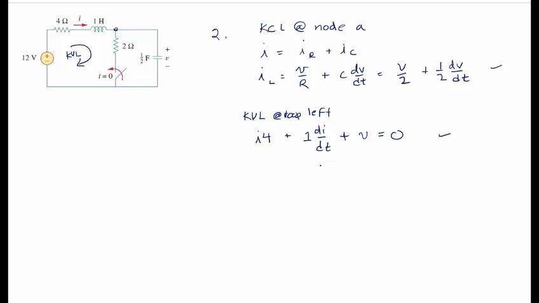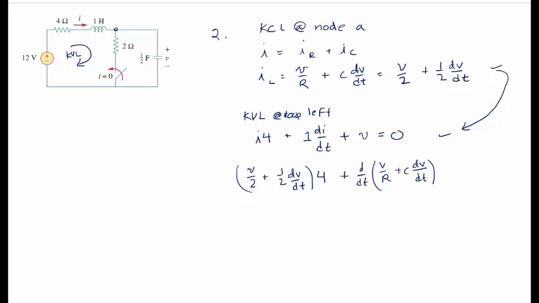I have I's and V's floating around all over the place. I'm going to take this I right here and substitute it into this equation. So now I have V over 2 plus 1/2 dV/dt times 4 plus 1 di/dt. So I need a d/dt of this equation right here, of V over R plus C dV/dt. So I need to differentiate that.